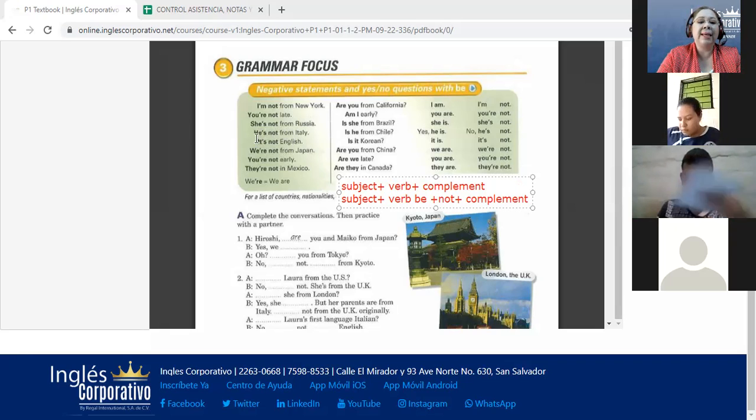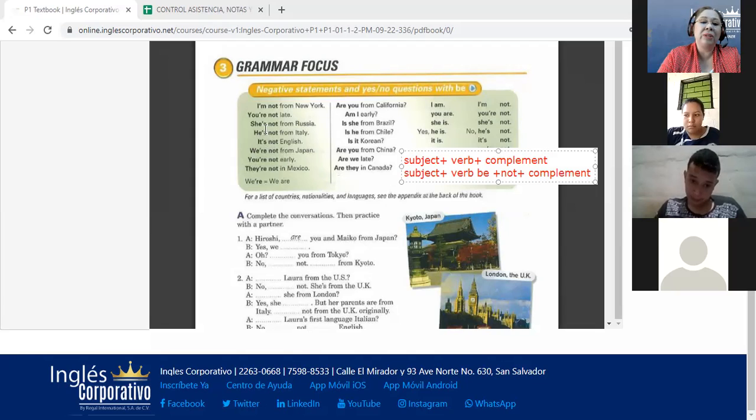Now, it's not English. We're not from Japan. You're not early. You're late, right? So you're not early. They are not in Mexico. Okay, en el chat, ahorita todos hagamos estas de manera positiva, okay? Estas que tenemos acá negativas, hagámoslas positivas. Vamos a ver. Escoja una y me la pone positiva.